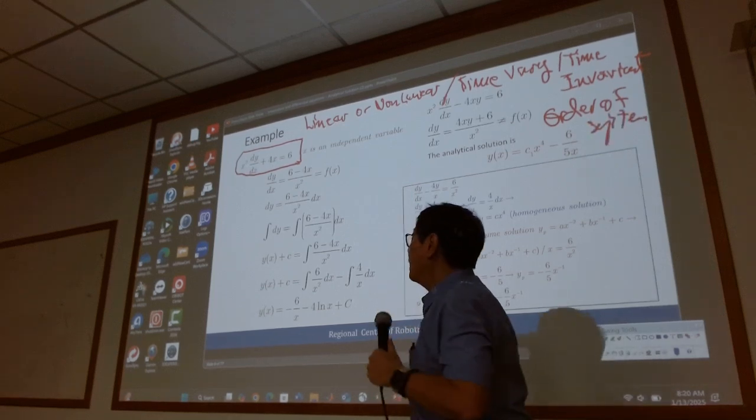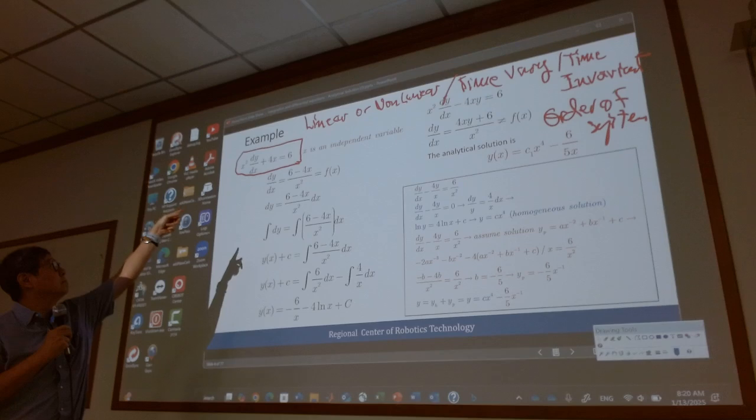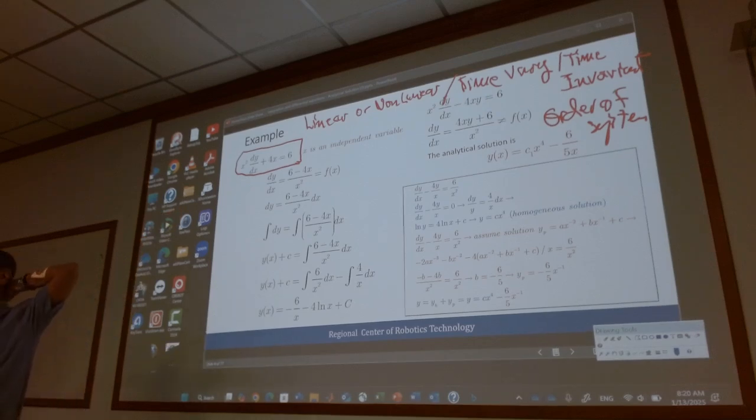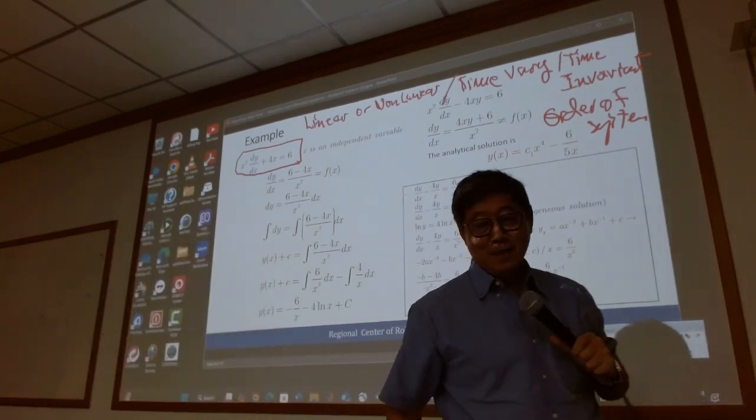Okay. Is this linear or non-linear? If x is the independent variable, is it any linear, then non-linear? Why is the slope linear? Look at this one.